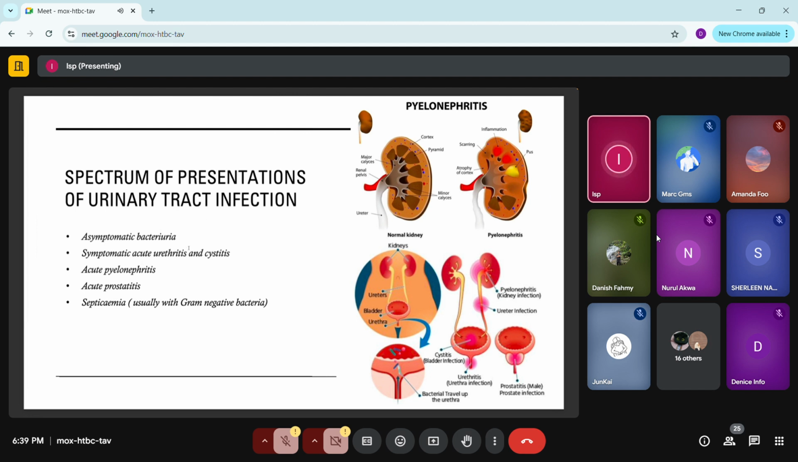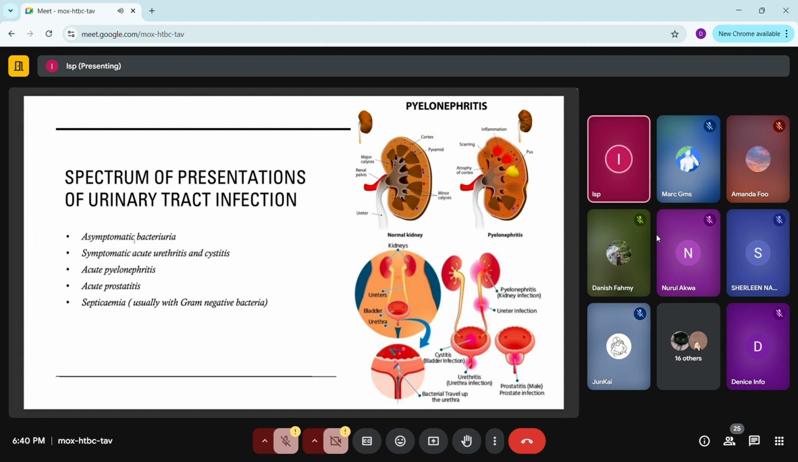When the infection gets worsened, it can spread up, become pyelonephritis, and the infection affecting your upper tract, including your kidney. When things get systemic, the bacteria seep into the blood. We call it septicemia. Usually, it will be a gram-negative sepsis. Patient will be very septic with chills, rigor, and septic shock.